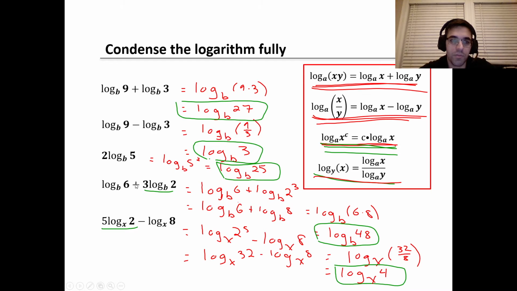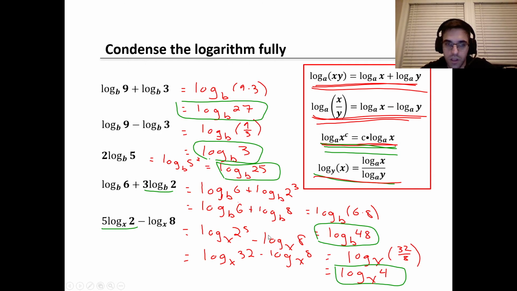I'm going to use a couple properties on the next one. I'm going to start with my coefficient of 3 and make that an exponent of the 2. So we'd have log base b of 6 plus log base b of 2 to the power of 3, which would be log base b of 6 plus log base b of 8. And now I've taken care of the coefficient, and so I'm going to take these logs with the same base and put them as one log. So it would be log base b of 6 times 8, which would equal log base b of 48.